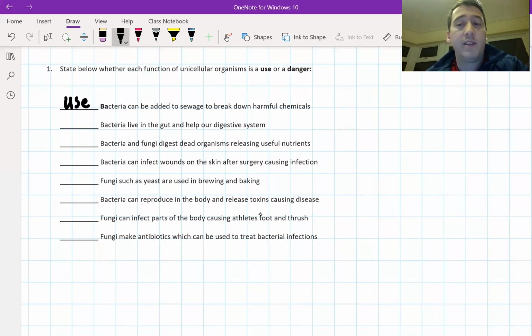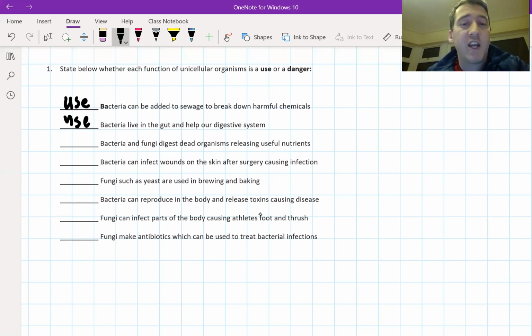Okay, so we're just going to correct these now, so a different color pen. Bacteria live in the gut and help our digestive system. Does that sound like a use or a danger? Well, they're helping our digestive system. So that sounds good. That's a use. So that's a way they help our health. I told you about E. coli, which damage our health. Well, this is a way they help our health.